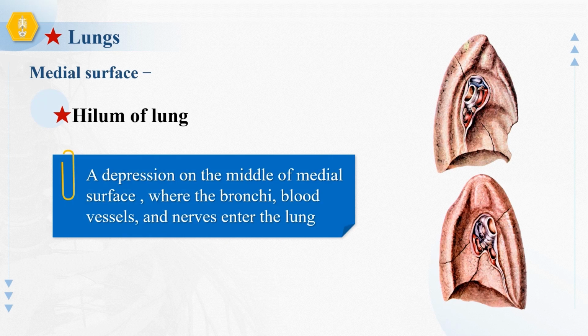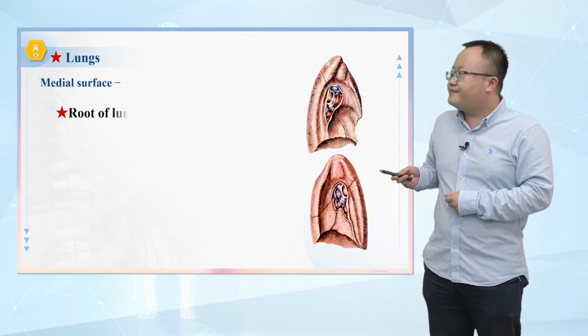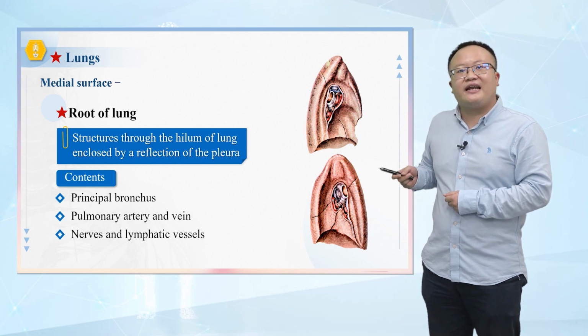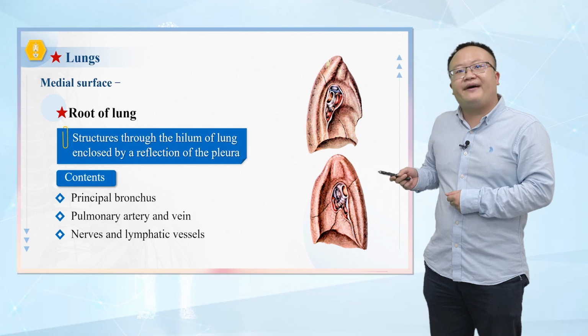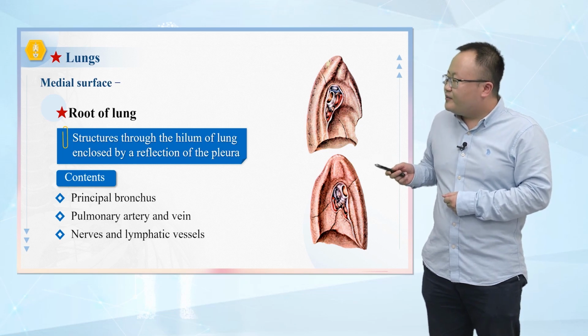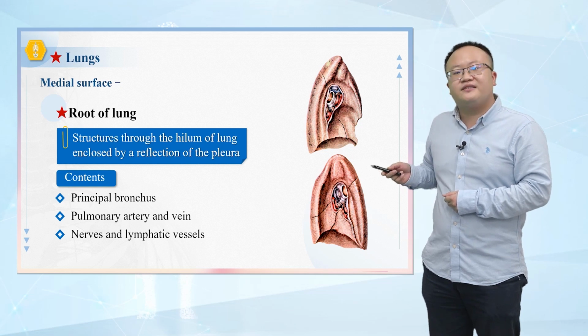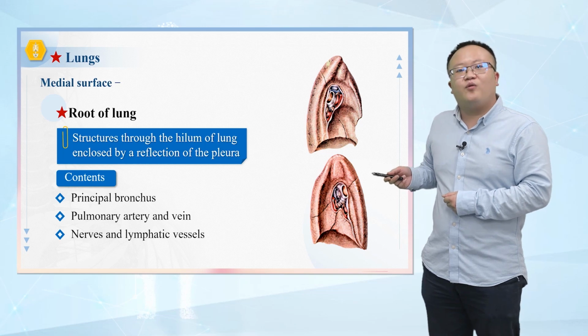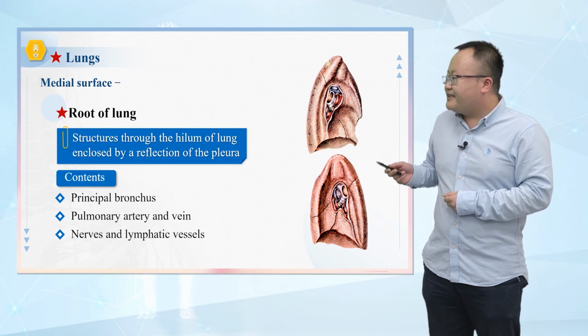The hilum of lung is a depression on the middle of the medial surface where the bronchi, blood vessels, and nerves enter the lung. Root of the lung is a structure through the hilum of lung, enclosed by a reflection of the pleura. There are several contents: principal bronchus, pulmonary artery and vein, nerves, and lymphatic vessels.